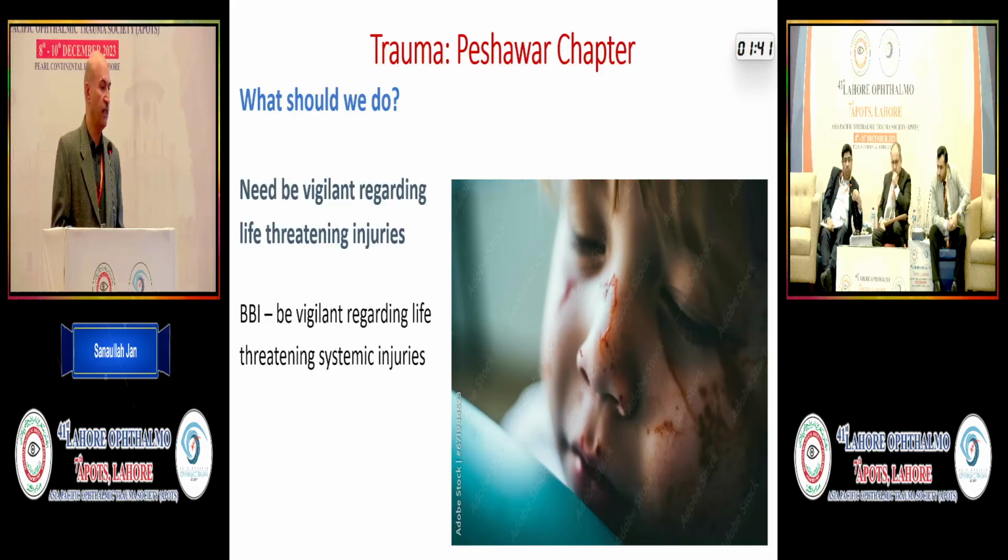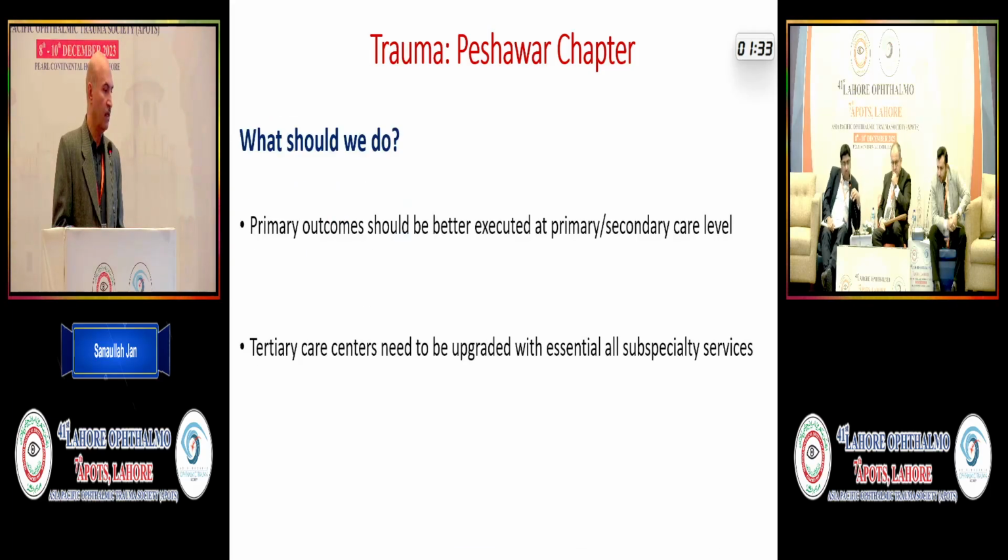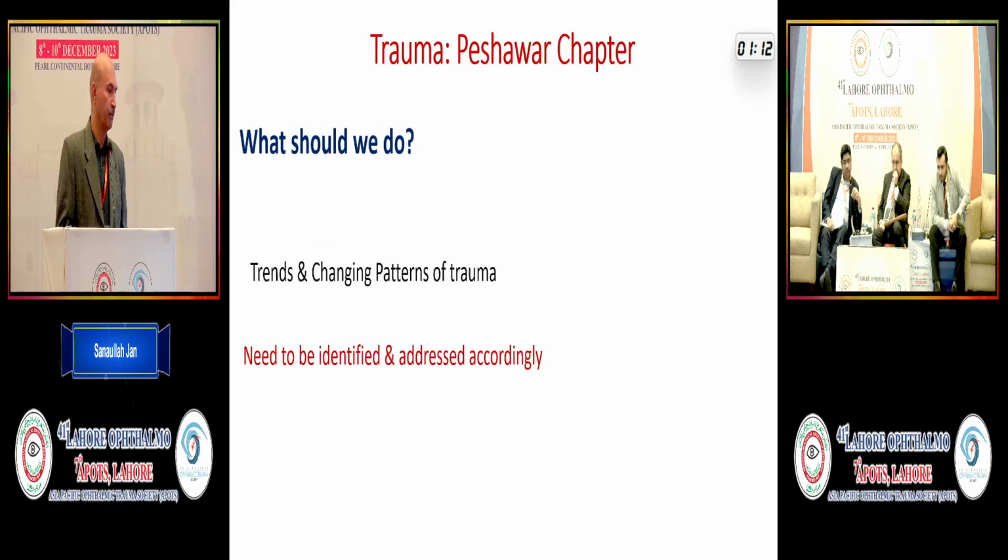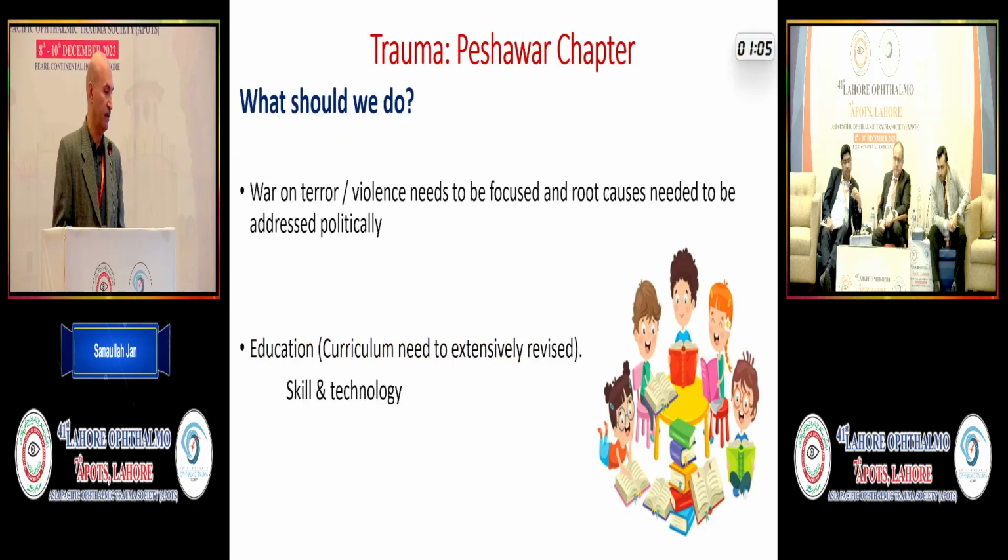We need to be vigilant regarding life-threatening injuries, especially in bomb blast injuries. The primary care should be better executed at primary and secondary care levels. You should provide the primary care and repair the globes if there is an open globe injury at primary or secondary levels. And the tertiary centers need to be upgraded with all essential subspecialty services. And we need to identify the trends and changing pattern of trauma and then address them accordingly.